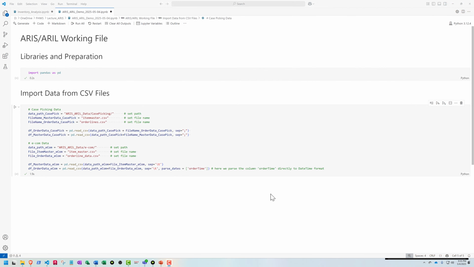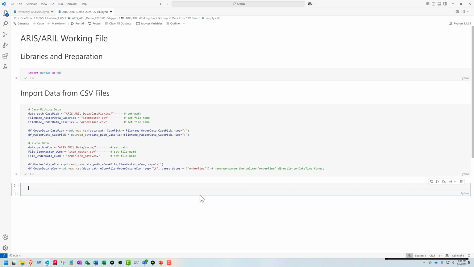Let's have a look at the exercise files that I have uploaded to the e-learning platform. You have 2 master item files, one for case picking and one for an e-com warehouse. Both files have been provided by the friendly people of SSI Schaefer for this course. So let's have a look.